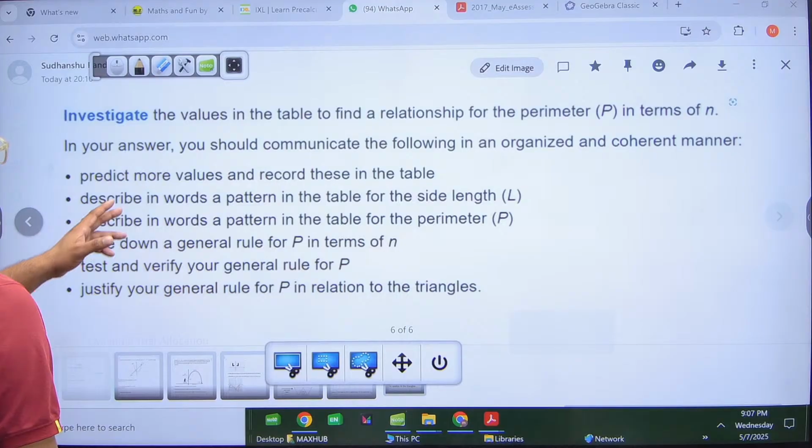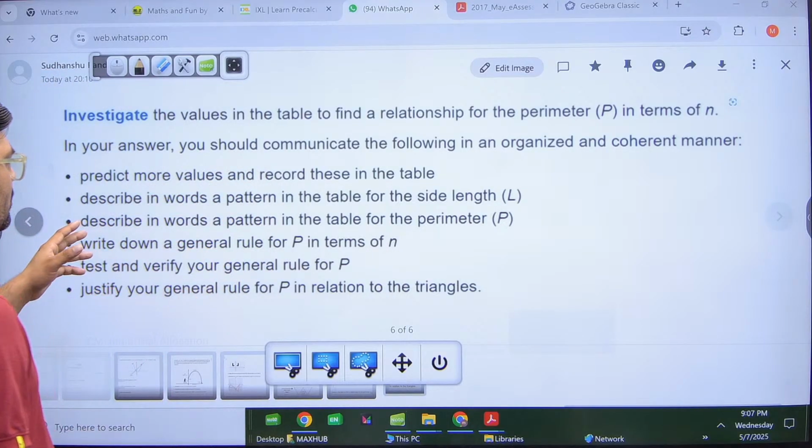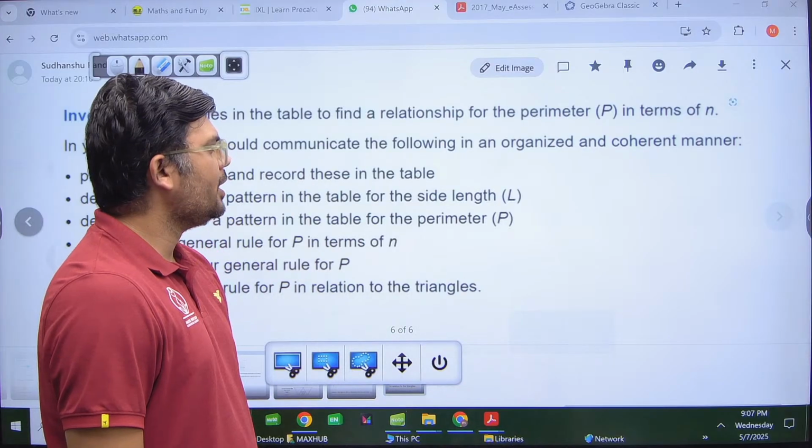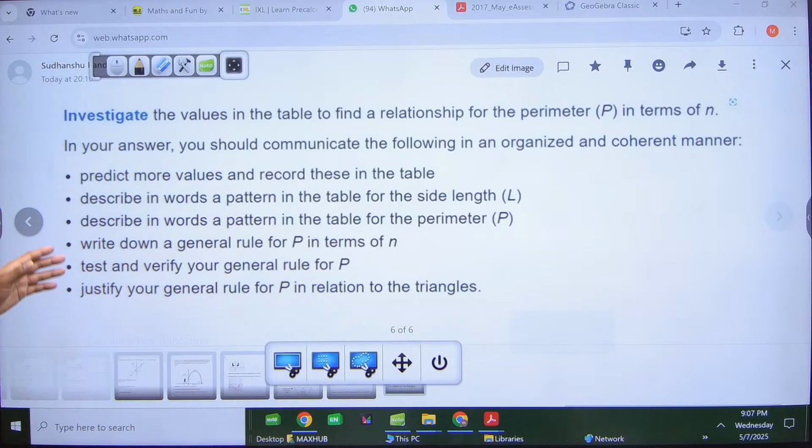Investigate the values in the table B. So in your answer, you should communicate the following. Predict more values and record these in the table. Describe the pattern in the table in words.